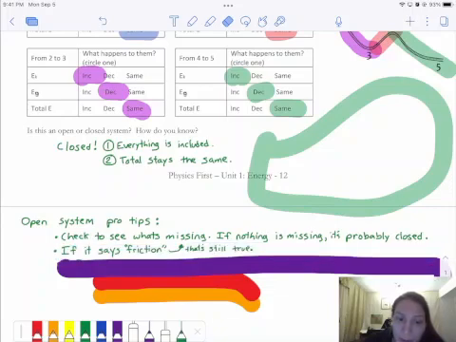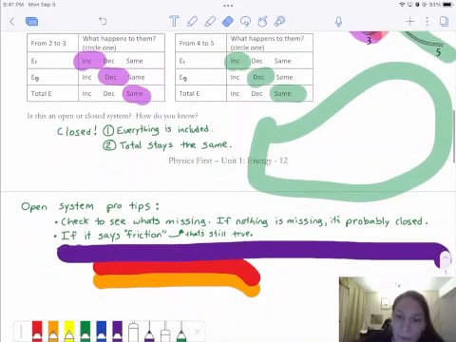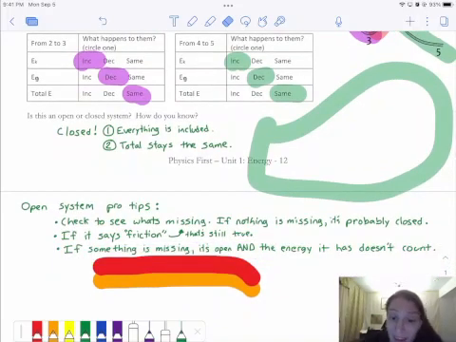Second, if it says friction, the first thing still applies. If everything's in the system, it's still a closed system. If something is missing, then that's when you really have to think about it, okay? So if something is missing, then it's open. And the energy that whatever is missing doesn't get to count.